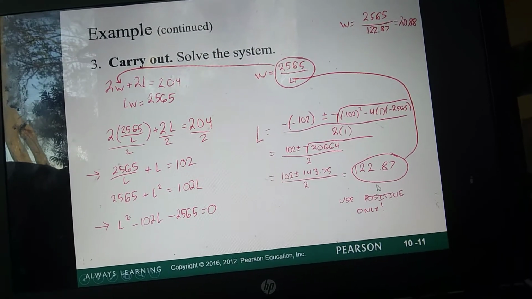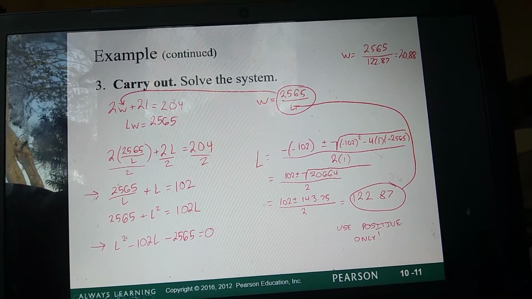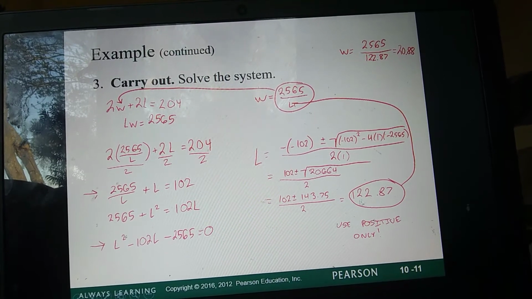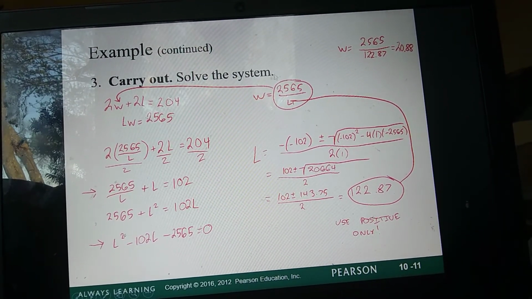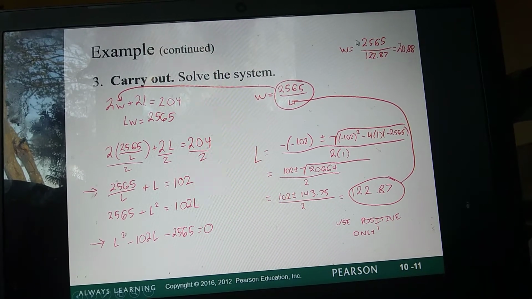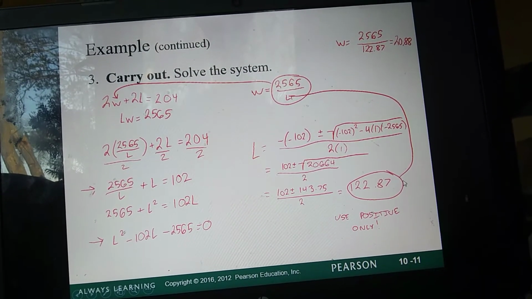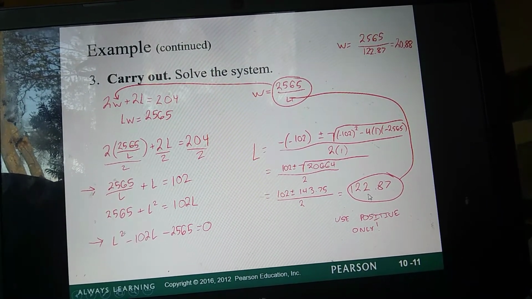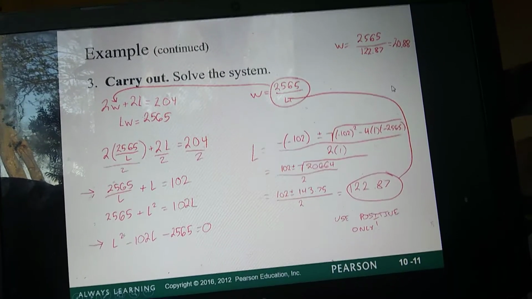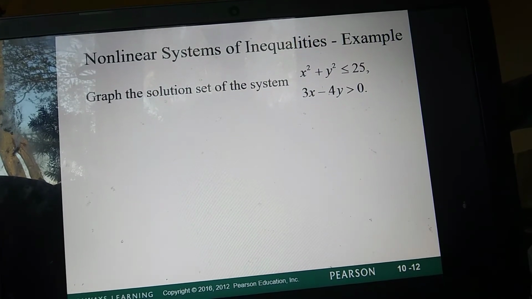Now I told you to account for positives and negatives, but this is real world now, so we're not going to worry about negatives because we can't have negative dimensions. So this is our length. We take that up here and plug it in to find our width, and we get a width of 20.88. Sorry, I didn't put it as a coordinate point. So the length is 122.87, width is 20.88. Obviously, in homework, just make sure that you account for the rounding that it asks you to do.